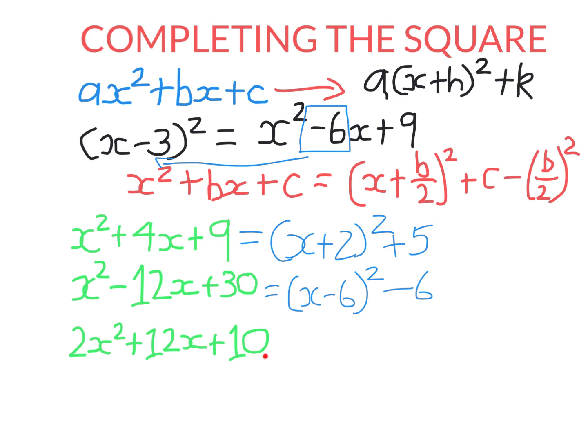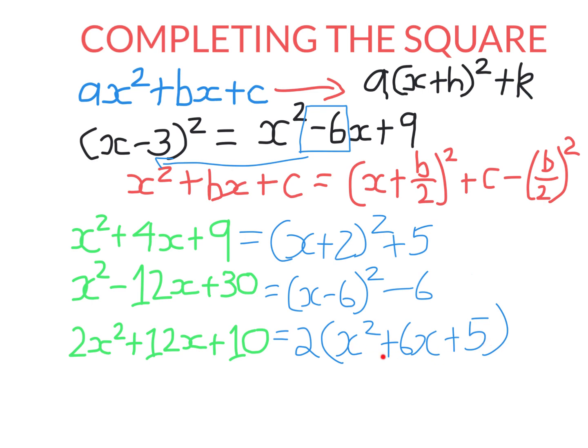All right, let's look at something like this. So this one's a bit different because it has a 2 in front of the x squared. So what we're going to do is first factorize it, because these three terms have a common factor of 2. So if I take out 2, what do I times by 2 to get 2x squared? Well, that's just x squared. What do I times by 2 to get 12x? Well, that's 6x. What do I times by 2 to get to 10? Well, that's just 5. So I've got the 2 out the front now.